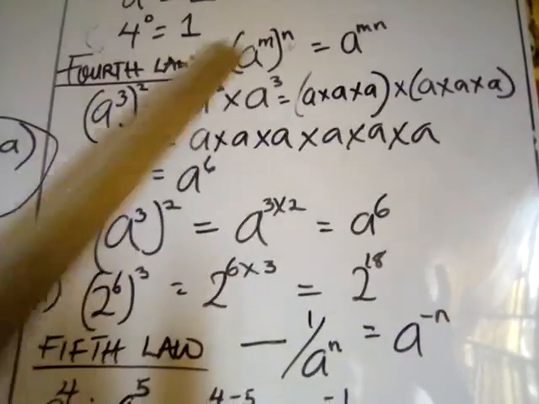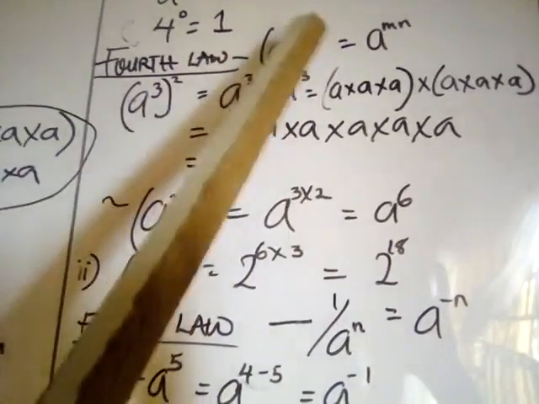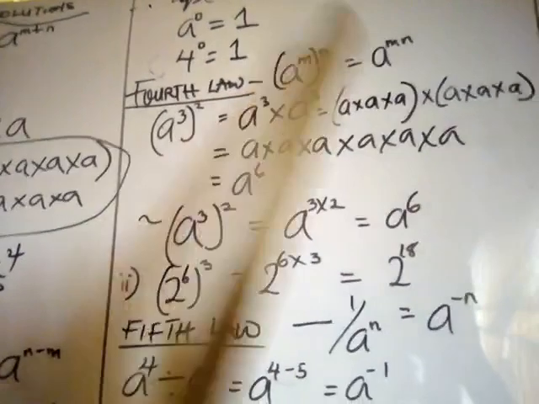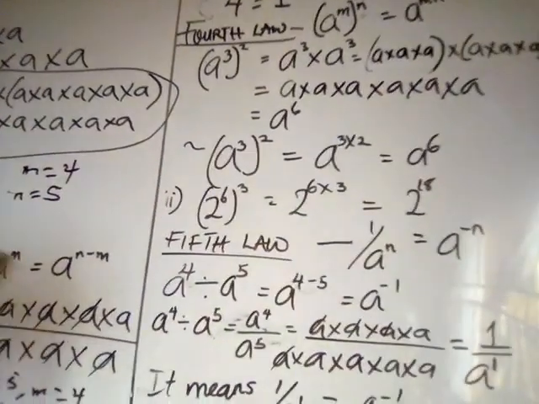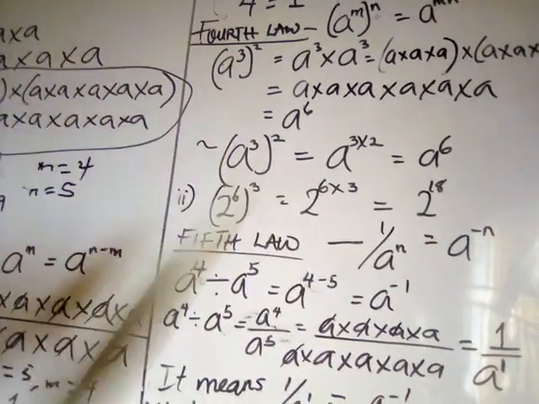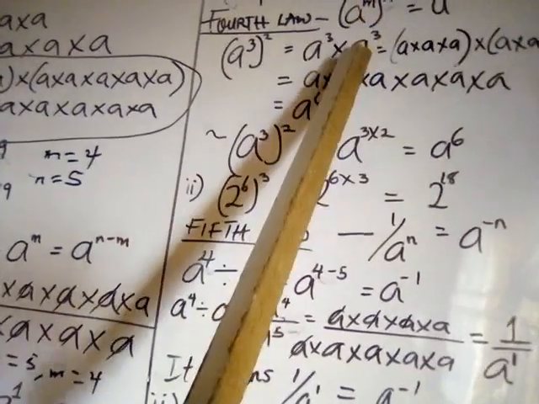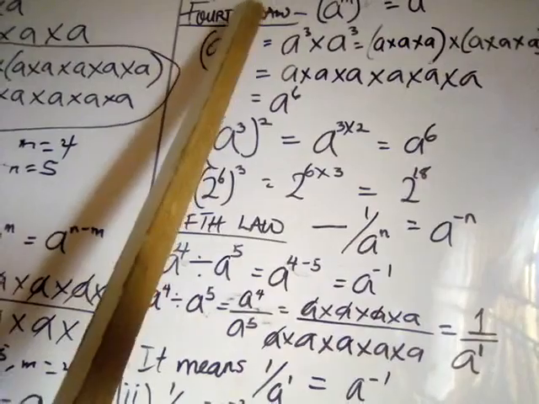So the fourth law is saying that (a raised to power m) raised to power n is equal to a raised to power mn. Do you get that? Just multiply the two. So you have a raised to power 3, which is a to the 3, then this a to the 3 is done twice. Do you get now? It is a to the 3 once, but it becomes two times because of this power.